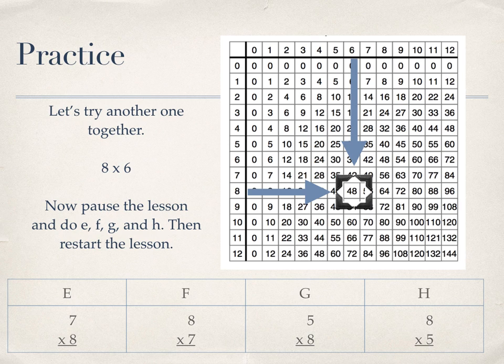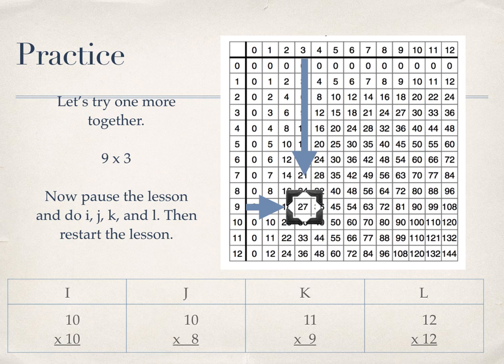Let's try another one together. 8 times 6. We find the 8 row. We find the 6 column. We follow them to where they meet. The answer is 48. Now pause the lesson and do E, F, G, and H. Then restart the lesson.